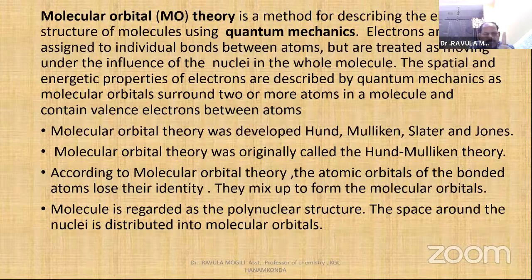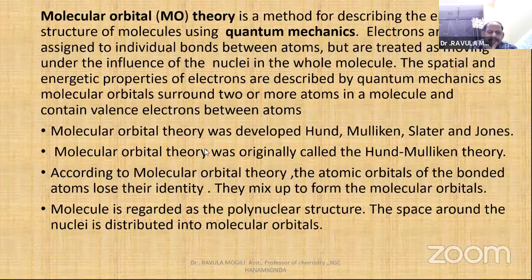So in an atom, the electrons revolve around the nucleus, but in molecular orbital theory, in molecules, all the electrons are associated with all the nuclei. So a molecular orbital surrounds two or more atoms in a molecule and contains valence electrons between atoms.